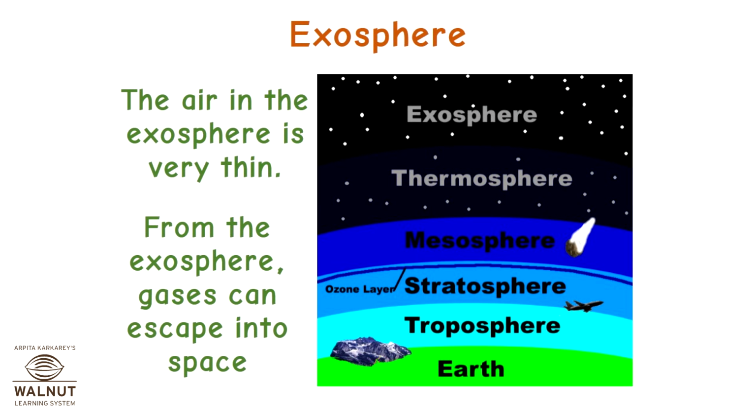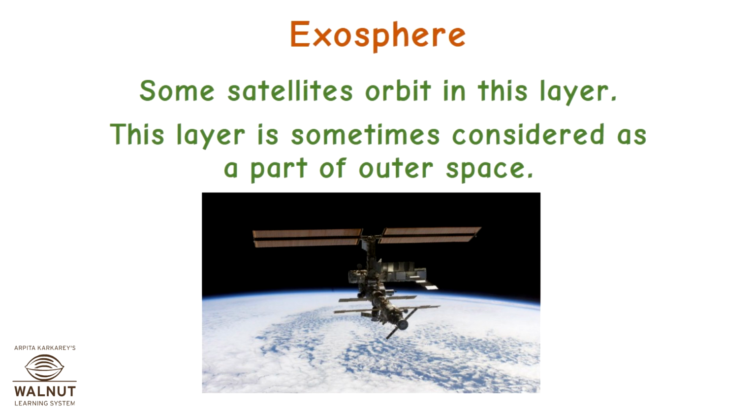The air in the exosphere is very thin. From the exosphere, gases can escape into space. Some satellites orbit in this layer. This layer is sometimes considered as a part of outer space.